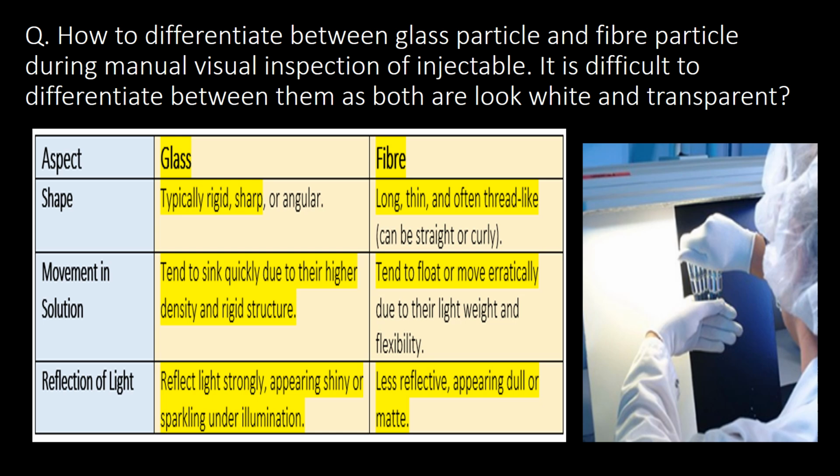Second factor is movement in solution. Glass tends to sink quickly due to its higher density and rigid structure, whereas fibers tend to float or move erratically. Third factor is reflection of light. Glass particles reflect light strongly, whereas fibers are less reflective.